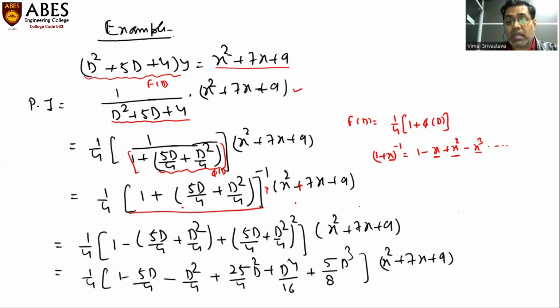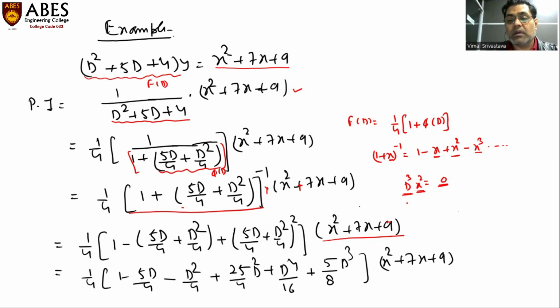The reason is that if we see this polynomial x square plus 7x plus 9, as we have discussed in successive differentiation, it can be differentiated a maximum of 2 times. More than 2 times, the value of the differentiation becomes 0. For example, if we write D cube x square, this comes out to be 0. That means x square can be differentiated twice at maximum. So once we expand the third term, all the terms we get will be of the order D cube.